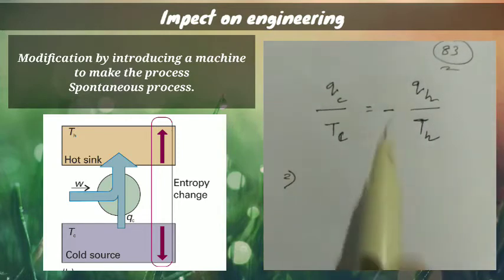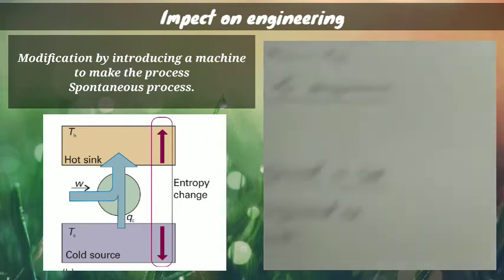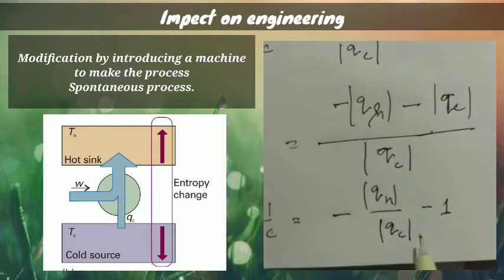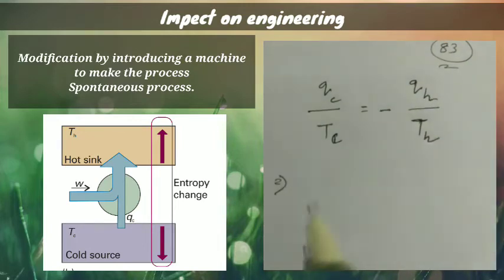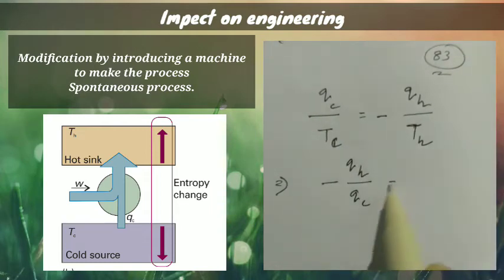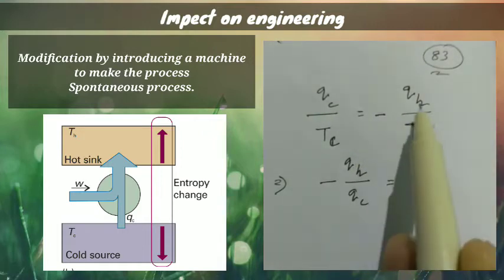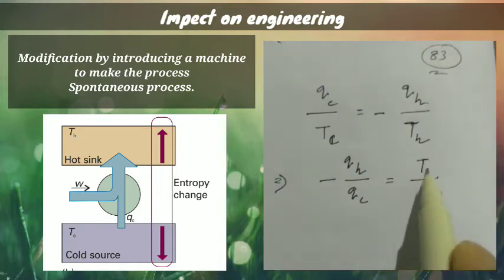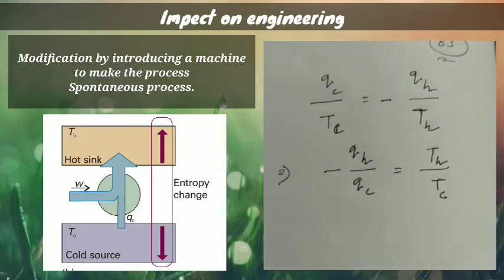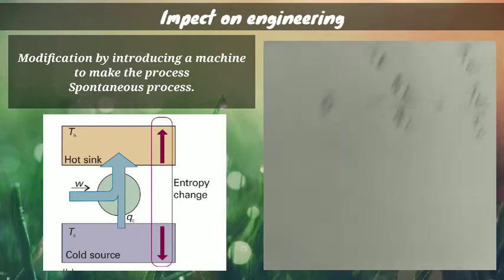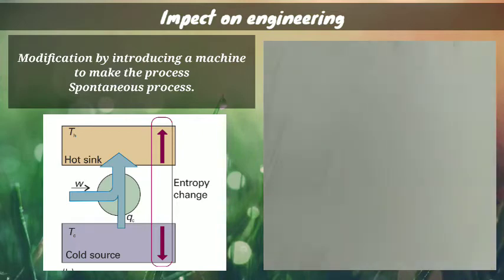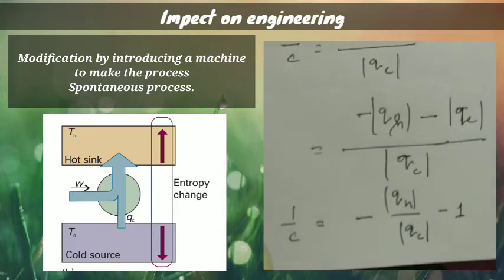So here you have that QH by QC. We can cross multiply this one, so minus QH by QC is equal to TH by TC. So what you can do is put this value in this relation. I'm again going to write this relation.